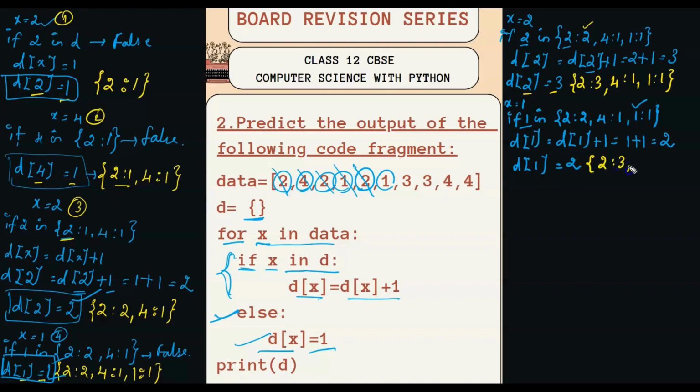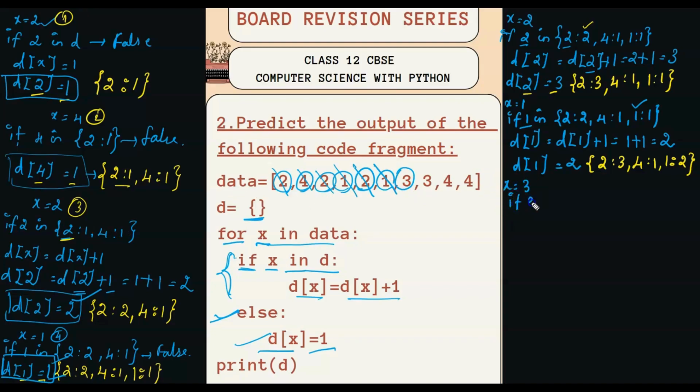2 is to 3, 4 is to 1, and the current key value pair for 1: what is the value for 1? 2. Update it with 2. Then what is the next iteration? The next iteration is 3. So 1 has been finished. Now the value for x is equal to 3.